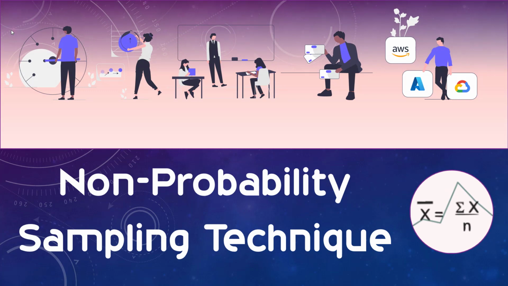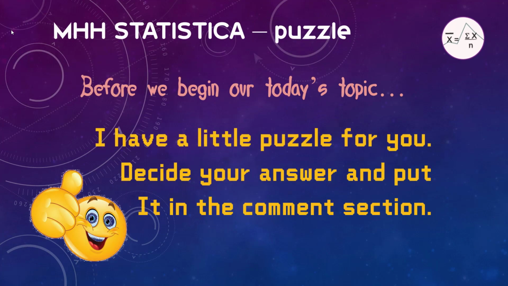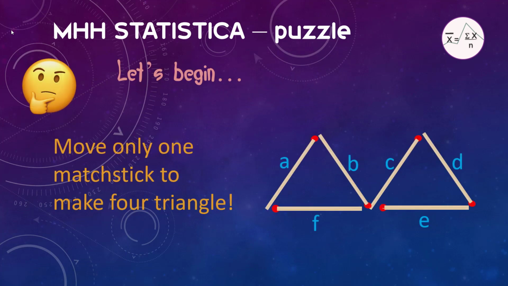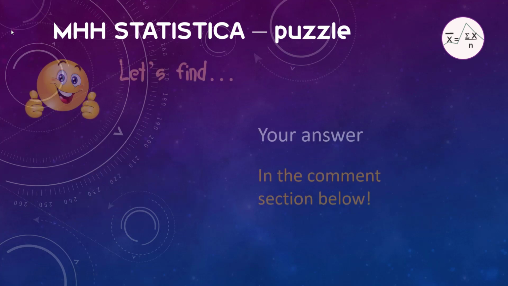But before I proceed, I have another interesting and entertaining puzzle for you. What you need to do is to decide your answer and put it in the comment section below. So here is the puzzle. I have 6 matchsticks named A, B, C, D, E and F, and if you move one matchstick you can form 4 triangles. Now try and see which matchstick to move to form 4 triangles, and put your answer in the comment section. Later on in the video you will see my own answer.